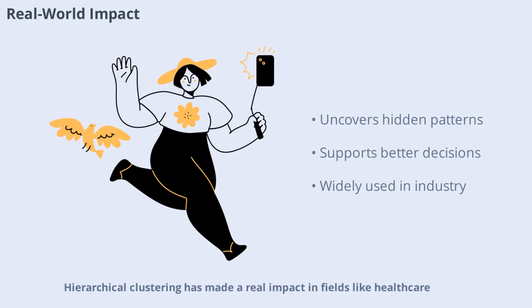Hierarchical clustering has made a real impact in fields like healthcare, marketing, and social sciences. By uncovering hidden patterns and relationships, it helps organizations make better decisions and gain deeper insights from their data. Its versatility and interpretability make it a go-to method for many analysts and researchers.